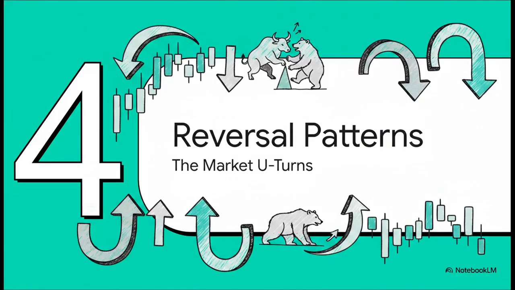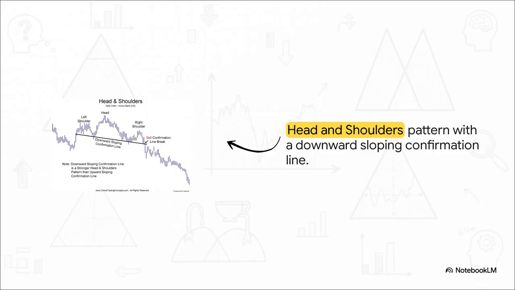Next up is Section 4, reversals, the market U-turns. Now, what's really interesting about this slide is the angle of that confirmation line in the famous head and shoulders pattern. Notice how the neckline connecting the lows is sloping downward? That's critical. Analysts consider a downward sloping neckline break to be an incredibly strong signal for a bearish U-turn. It basically screams major weakness in the asset's price.